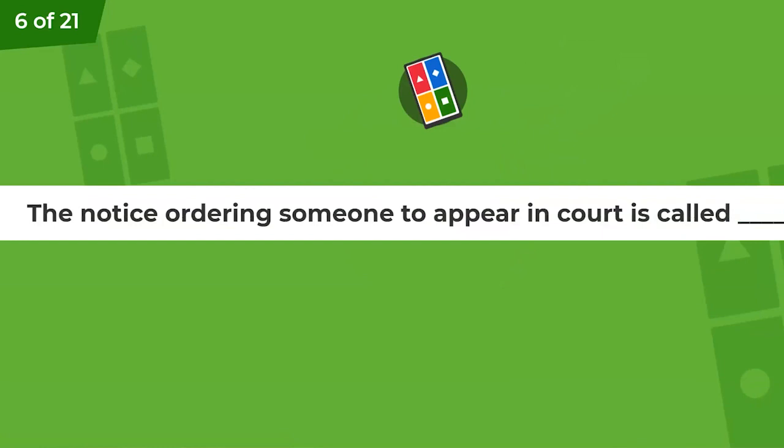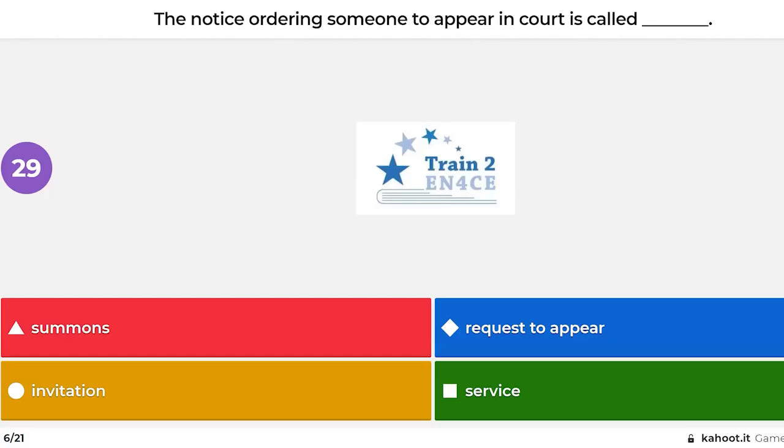The notice ordering someone to appear in court is called. So how is the notice ordering someone to appear in court called? Summons, request to appear, invitation, or service? Okay, let's see. The correct answer is summons.